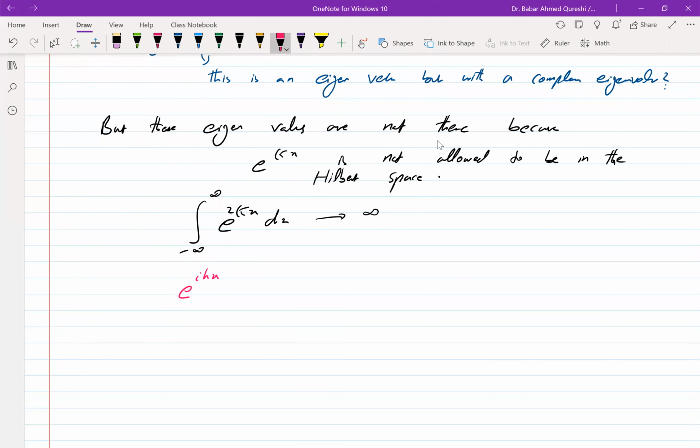e to the i k x. Now, if I take two of them, e to the i k1 x and e to the minus i k2 x, I'm making something like that. Then this scalar product is indeterminate because at infinity, this function is going like this.